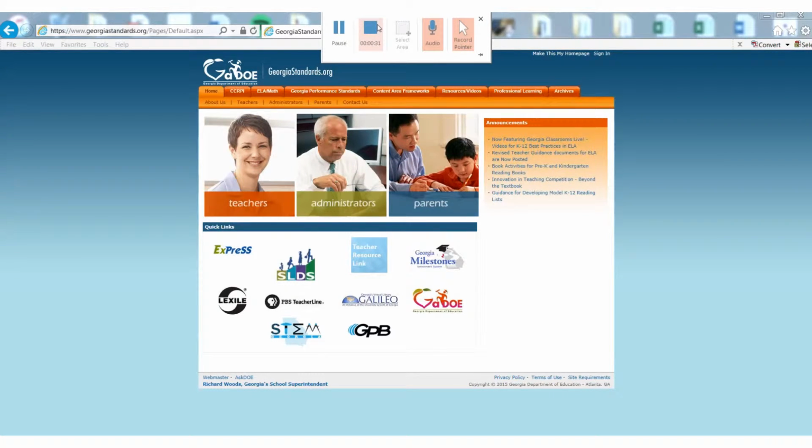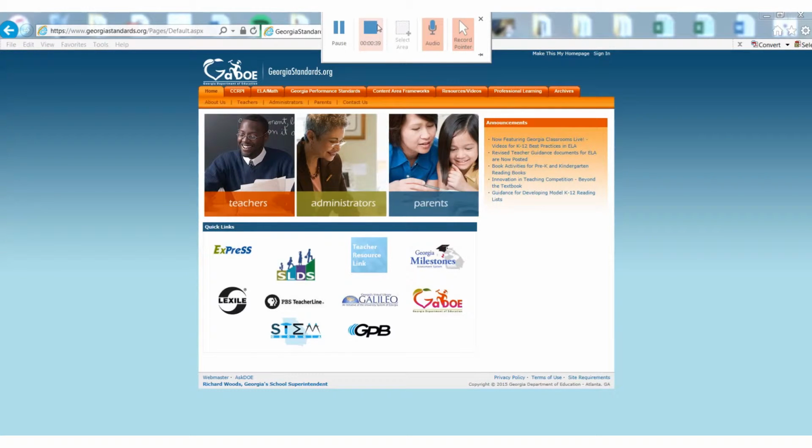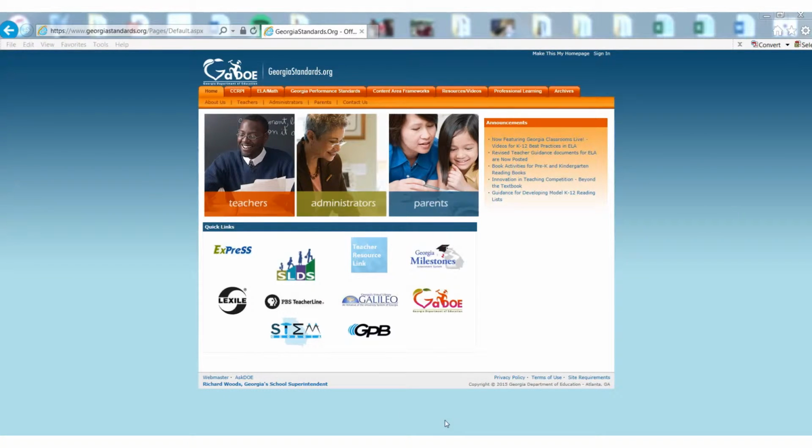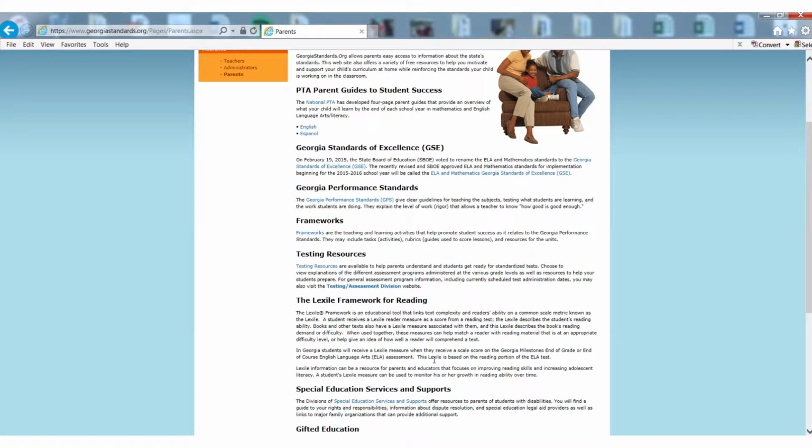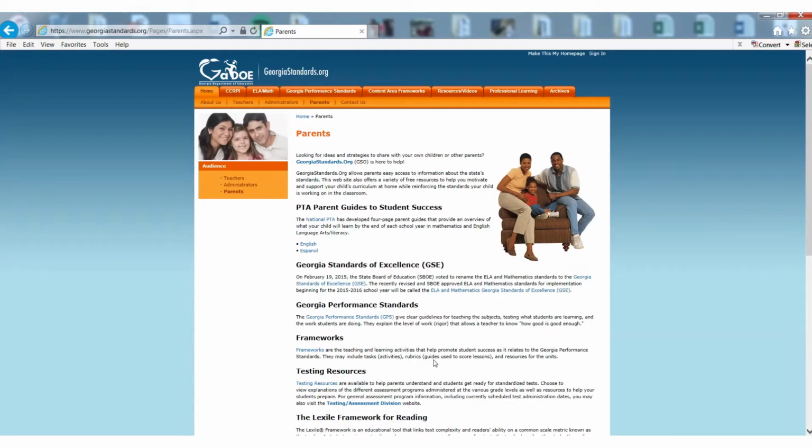georgiastandards.org. And at this site, you can learn about all of the standards, but today we will be concentrating and focusing on math. When you go to georgiastandards.org, this is the page that you will see in front of you. And there is a specific site for parents that gives just some general overviews, some things about the Georgia Standards of Excellence, some testing resources, information about Lexile levels, which is new and helpful for reading, and other information there. I encourage you to go and take a look at that.